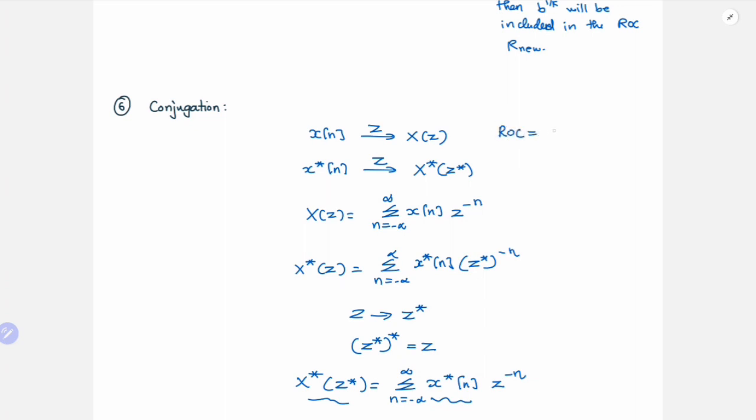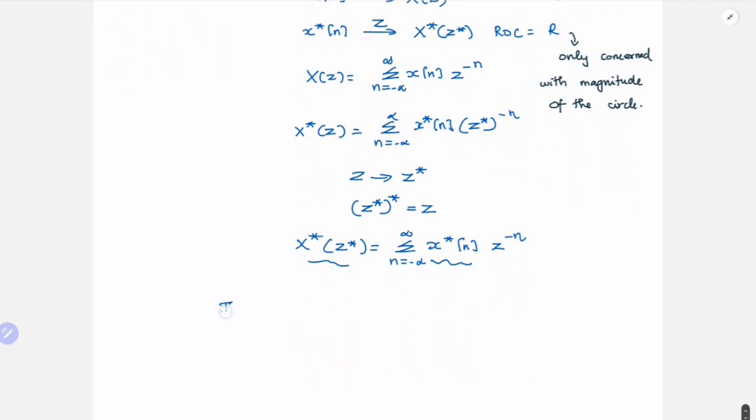And my ROC, if it is R here, what will my ROC be here? Nothing but R conjugate. But since we are considering only the mod, mod a or mod b, your ROC will still remain R itself. We are only concerned with the magnitude of the circle, correct? So you can write your ROC still as R.